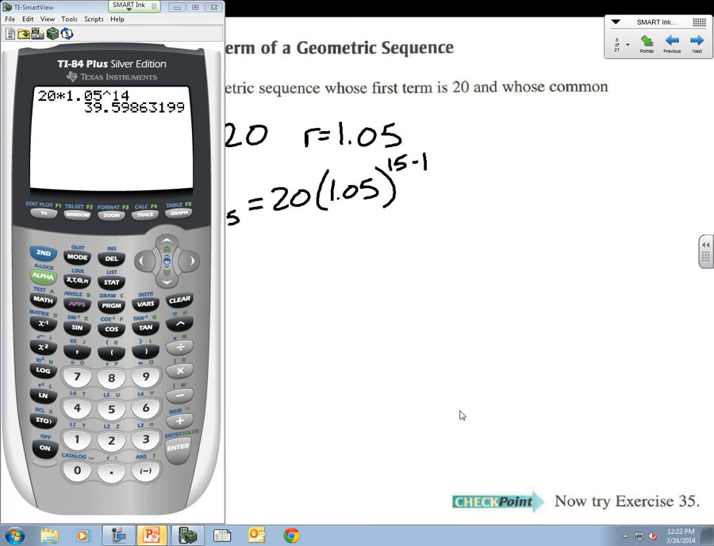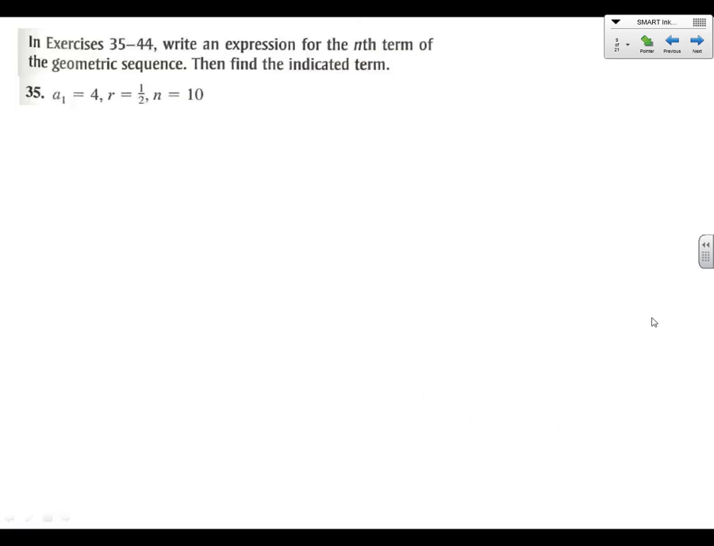Same thing here for exercise 35. See if you can figure out the 10th term.